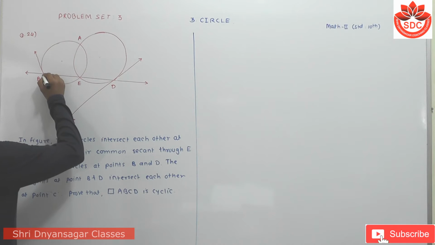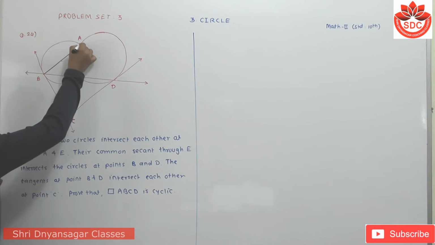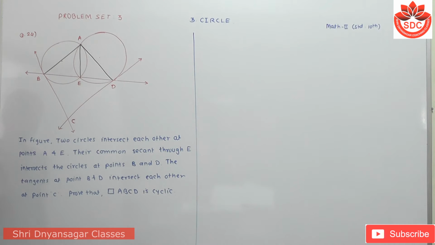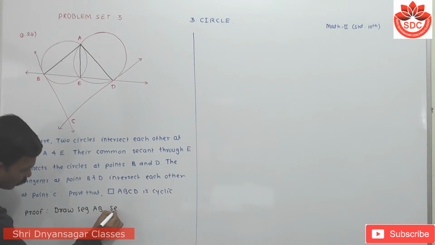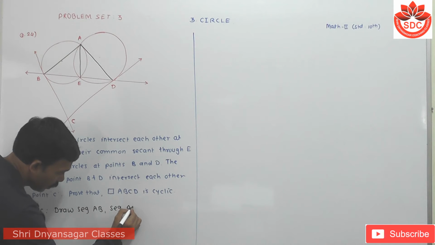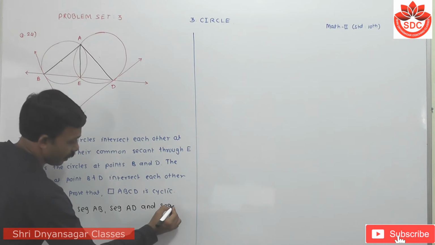Draw the segment AB, then segment AD, and also draw the segment AE. So I have to take here directly its proof. Draw segment AB, segment AD, and segment AE.